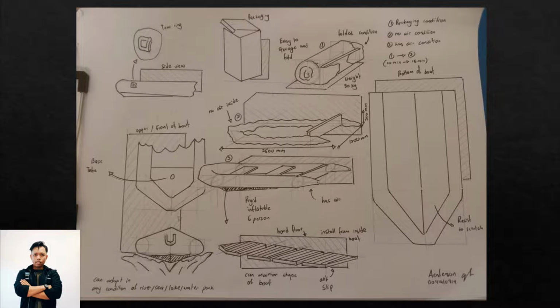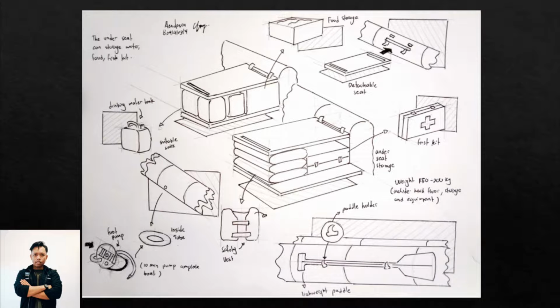Every side of the boat will have a towering. The weight of the net boat is about 50 kg. The weight of the boat will be between 150 kilo to 200 kilo if it includes the hard floor, storage equipment, and a person.